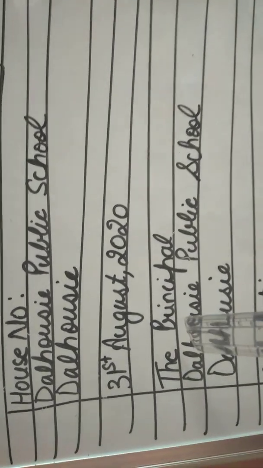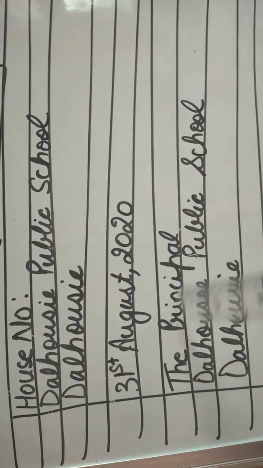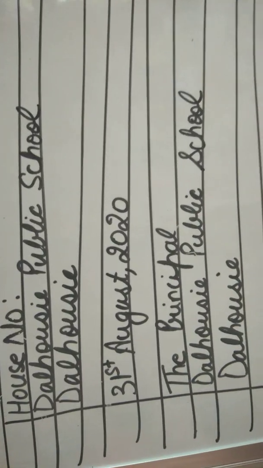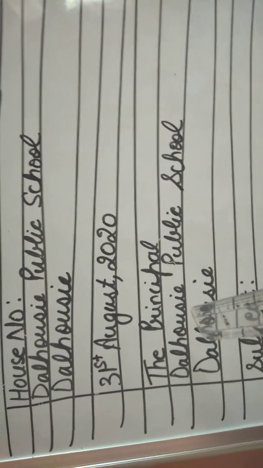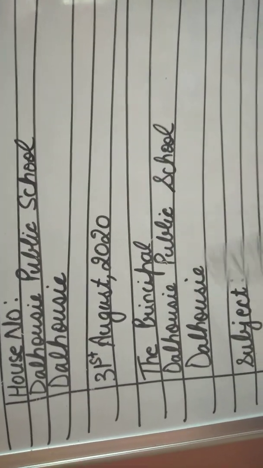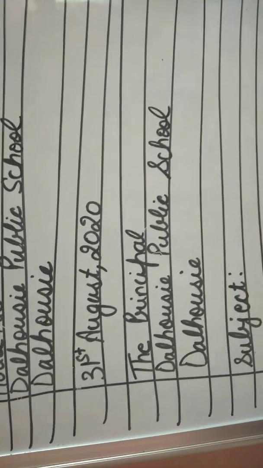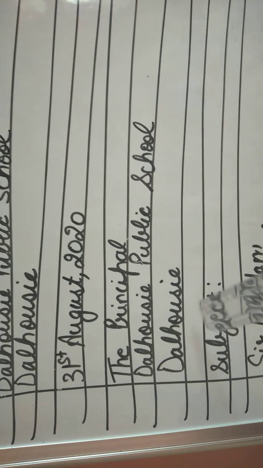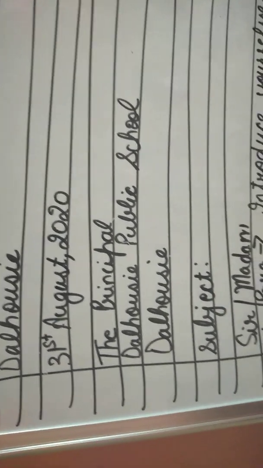But right now we are learning how to write a letter to the principal, so we will write the principal. So P will be capital, and then the address of the school will come, the same address, receiver's address, Dalhousie Public School, Dalhousie. Again, D, P and S will be capital, and D will also be in capital. After that we have to leave a line, as you can see here, a line is left.